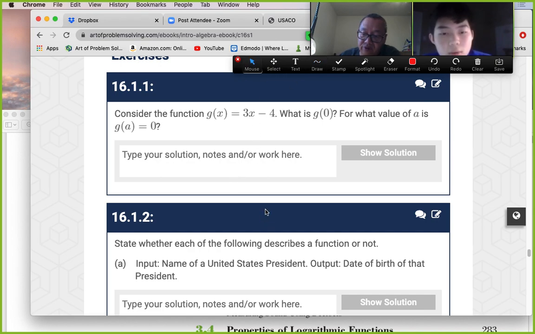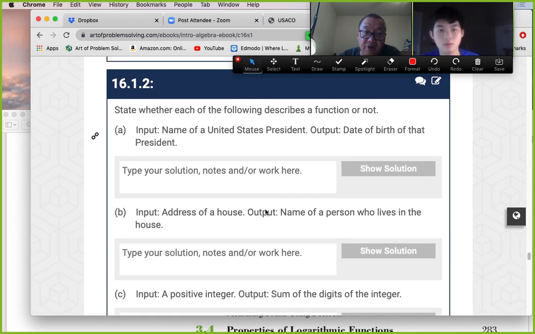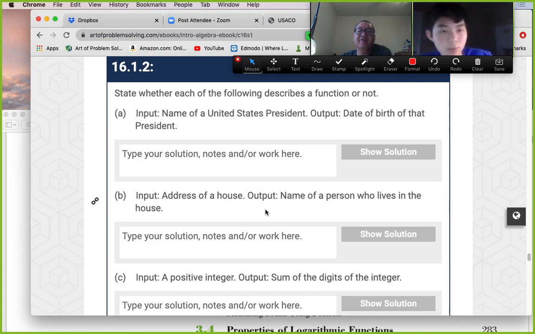Now let's go to the second problem. Can you read this one? Determine whether each of the following describes a function or not. A. Input: name of a United States president. Output: date of birth of that president. So, it is a function. Yes, this one is a function. Yeah, can only have one birthday.